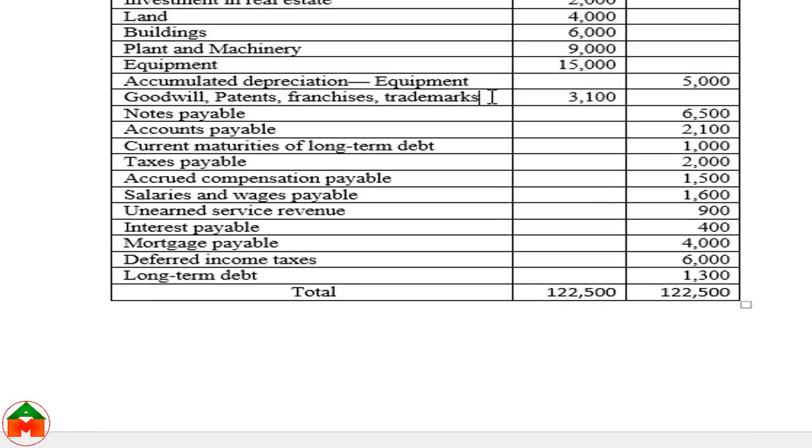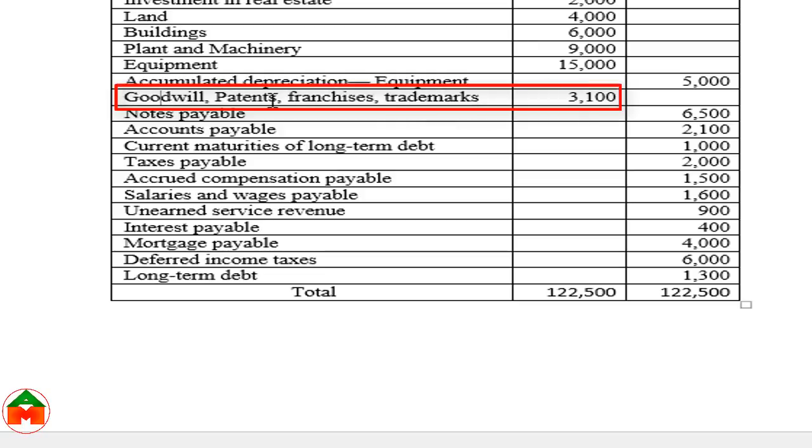After that we can see goodwill, patents, franchises and trademarks. They are considered intangible assets.